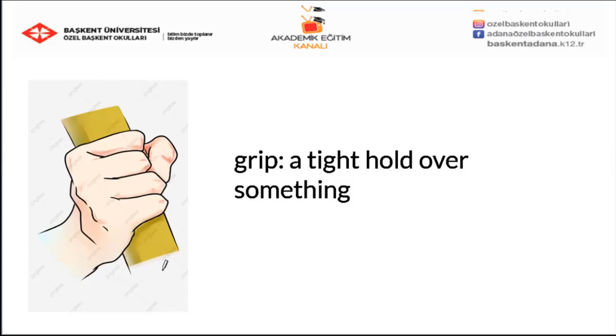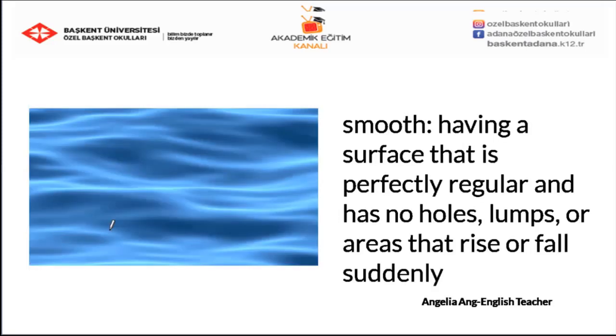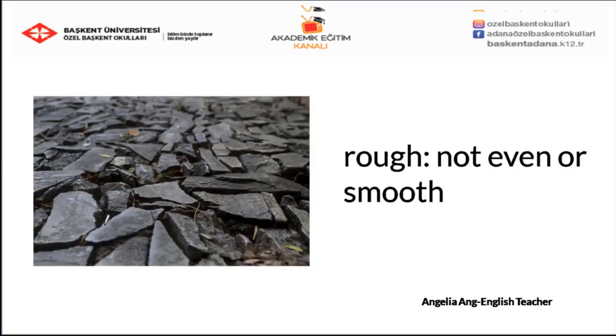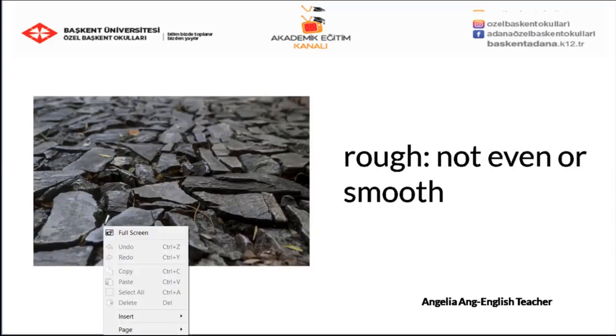Grip. Grip means a tight hold over something. Smooth. Smooth means having a surface that is perfectly regular and has no holes, lumps, or areas that rise or fall suddenly. Rough. Rough means not even or smooth.